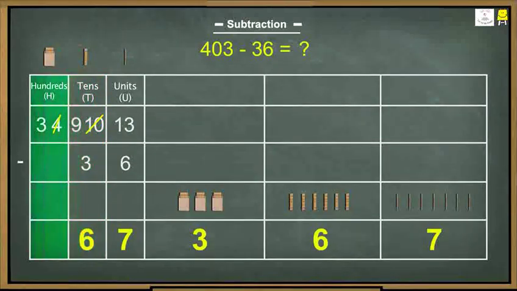Now let's subtract the hundreds. We have no hundreds to subtract from 3 hundreds, so of course we have 3 hundreds left. So we see, what is 403 minus 36? It is 367.